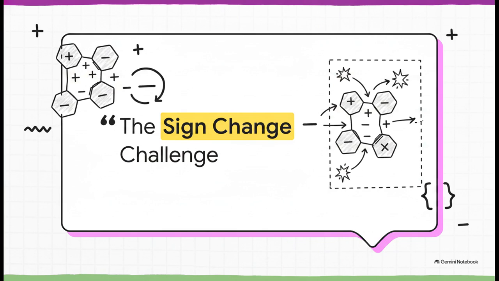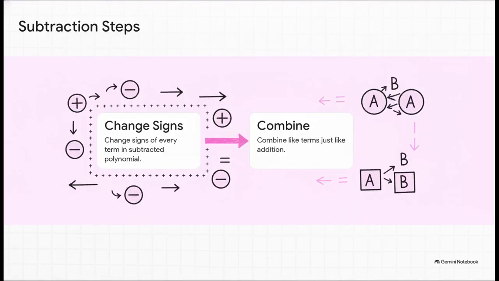When you subtract one polynomial from another, the biggest pitfall to avoid is just subtracting the very first piece you see. You aren't doing that. You are actually subtracting the entire second group, every single piece of it. So here is the exact step-by-step mechanism to conquer the challenge.